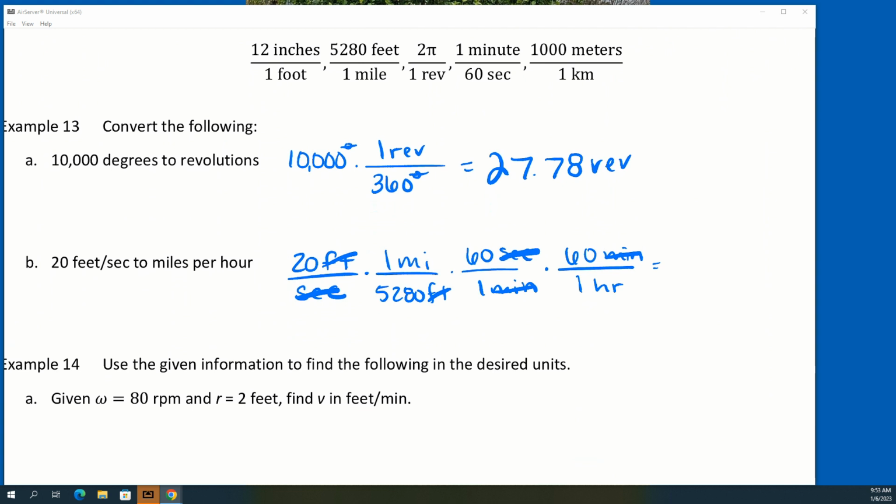Do you have a calculator, Brady? All right, so did you guys get 13.64?